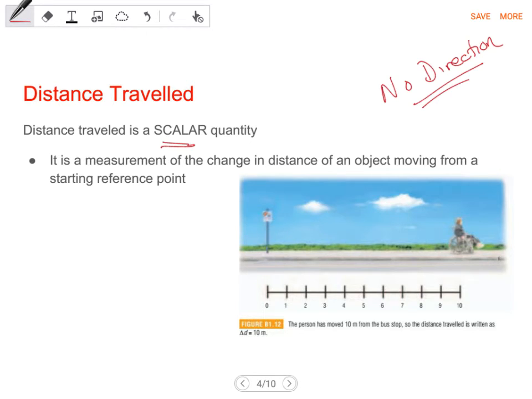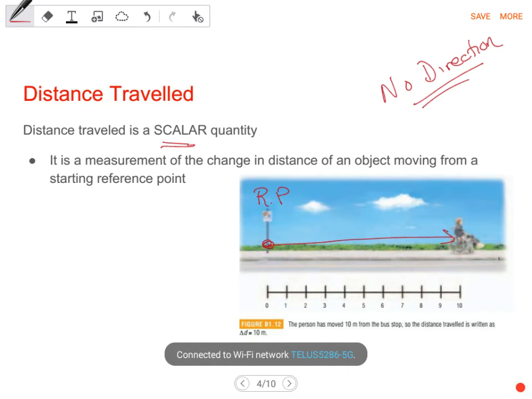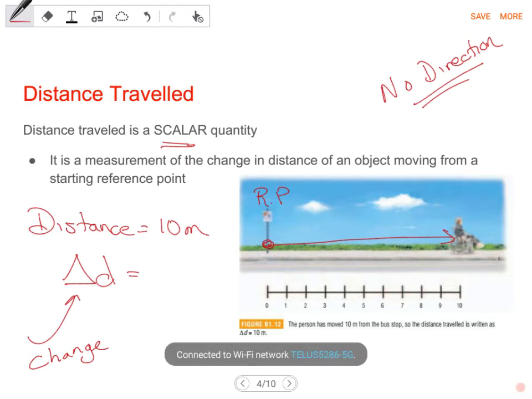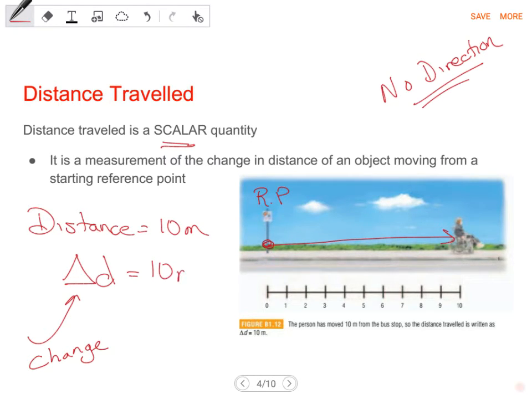So if you look, this is our reference point, and this is where we started. We have moved, let's say, 10 meters. So quite simply, our distance is 10 meters. You might see sometimes they're going to use this open triangle with a D. This right here means change, and you'll see that in things like chemistry and physics. In this case, how much has our distance changed? It has moved 10 meters. Very, very simple and straightforward.